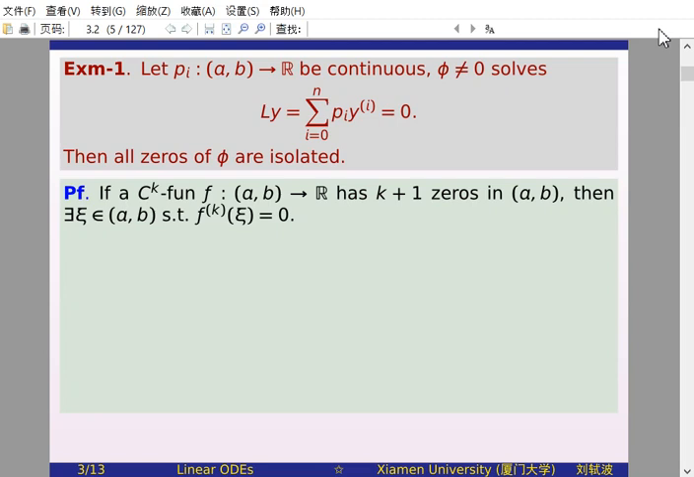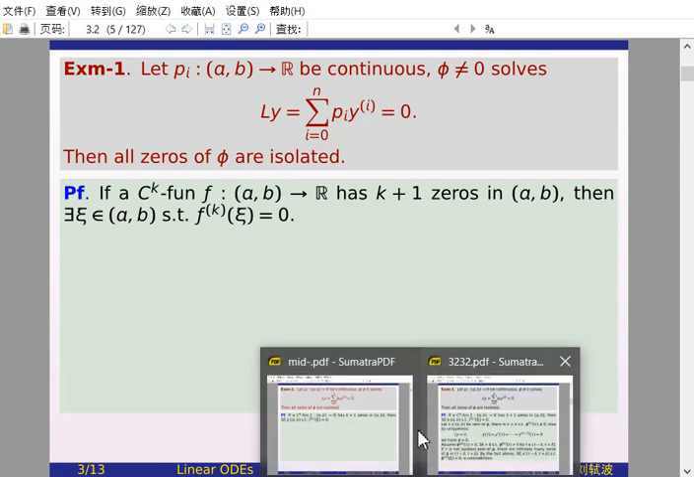So firstly, we need a calculus result. That is, if f is k-th order differentiable and it has k plus 1 zeros in some open interval (a, b), then we have this interesting conclusion. There is a point c in the interval (a, b) such that the k-th order derivative of f at this point c is 0.